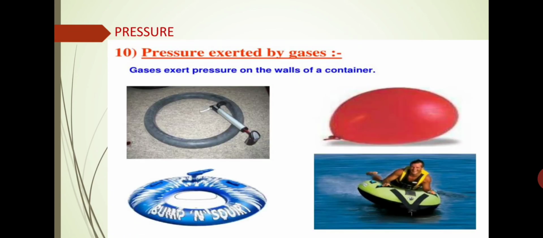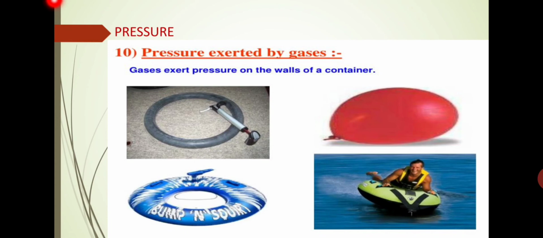Now, pressure exerted by gases. We can see in this case gases exert pressure on the walls of a container. Here you have been given so many examples of this content. In the first one, there is the tube of a bicycle. When we are pumping air into it, the air which goes into that tube exerts pressure on the walls of that tube.